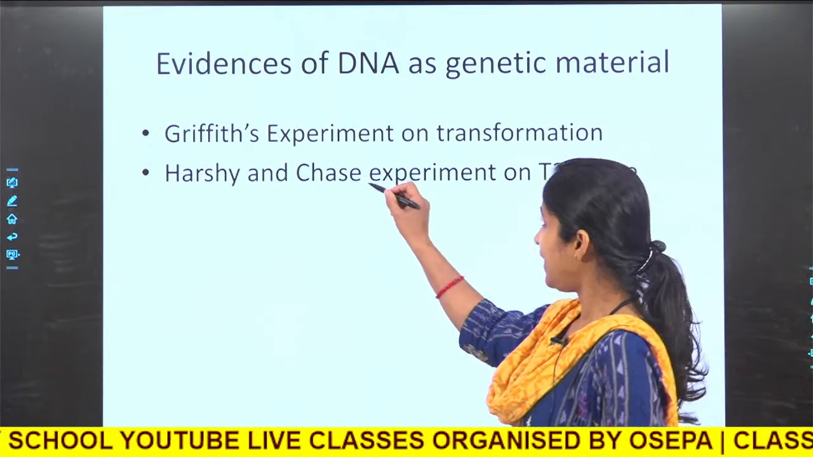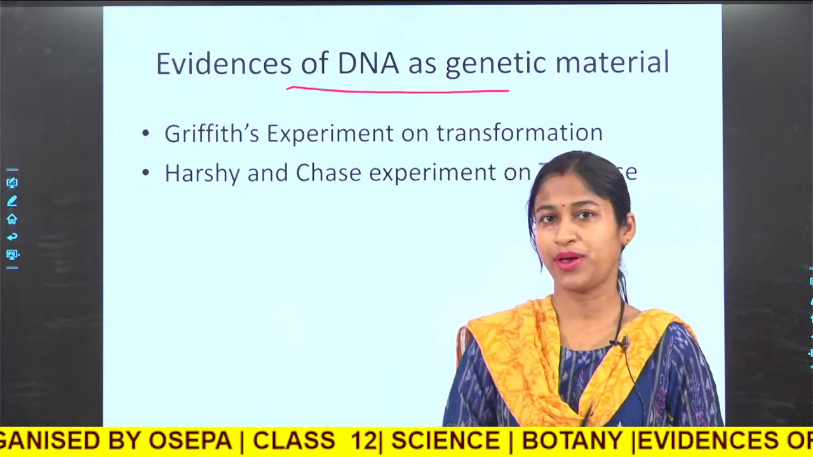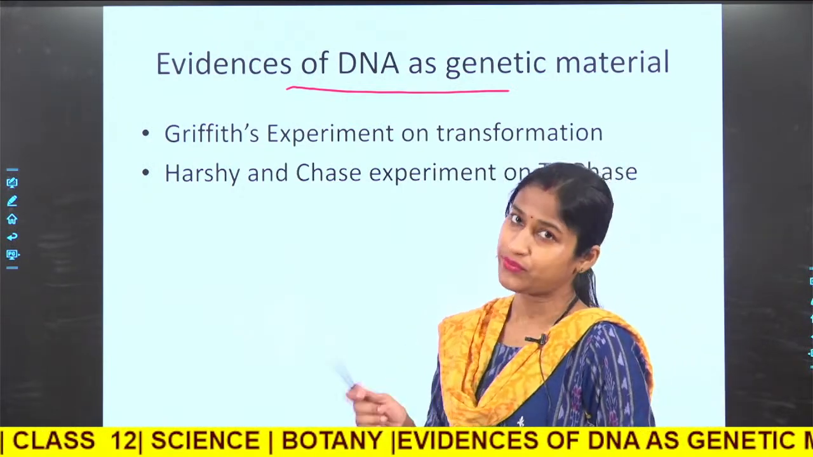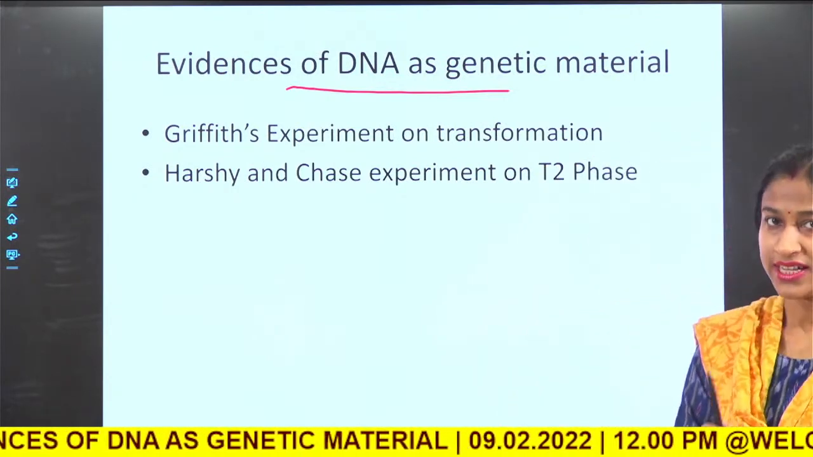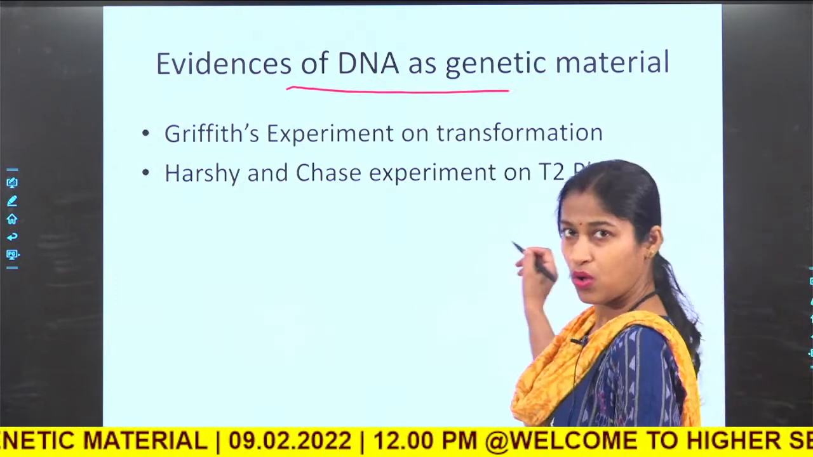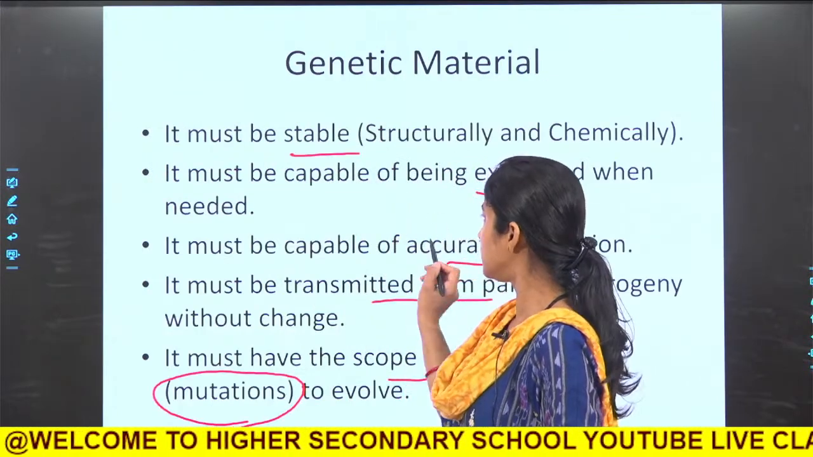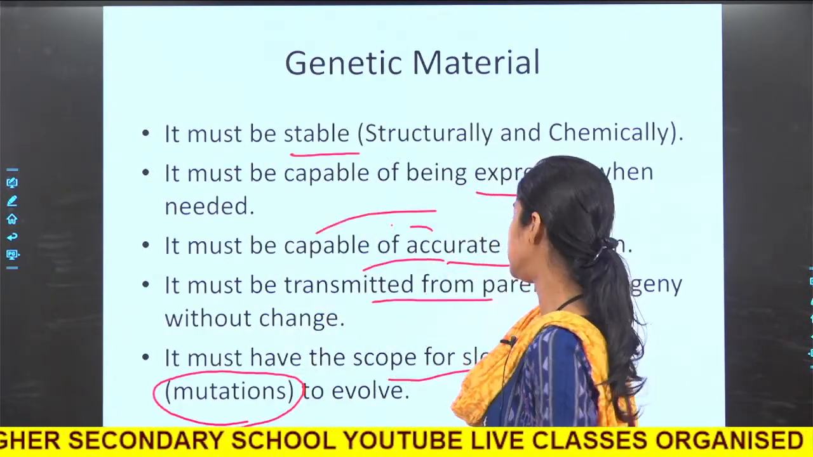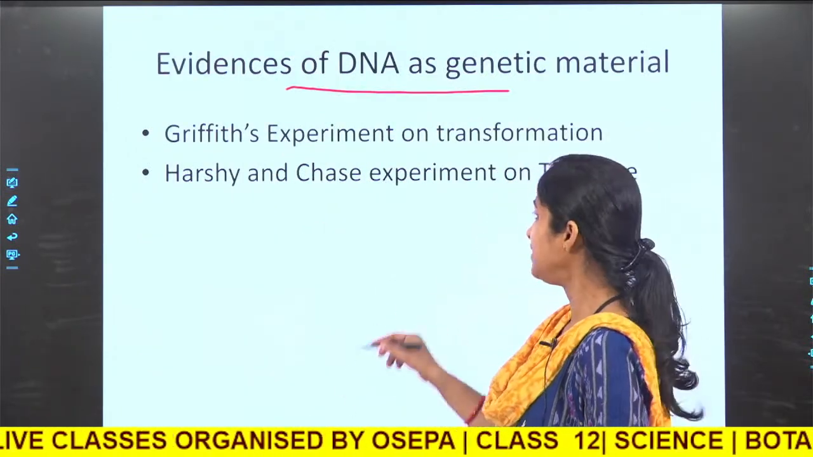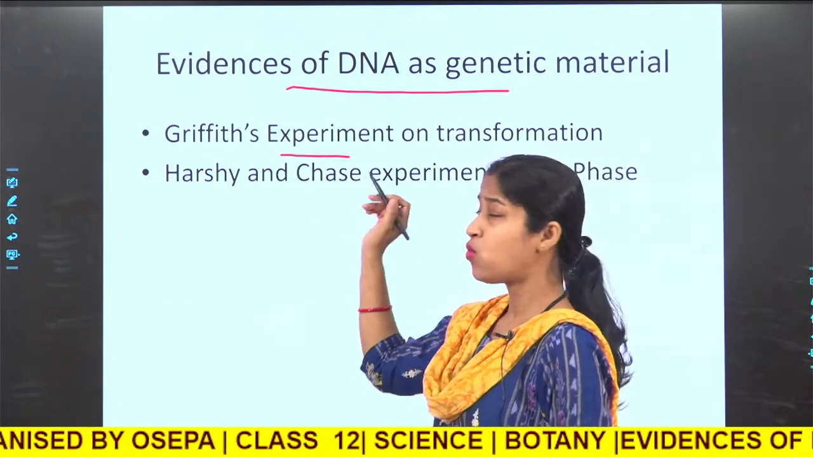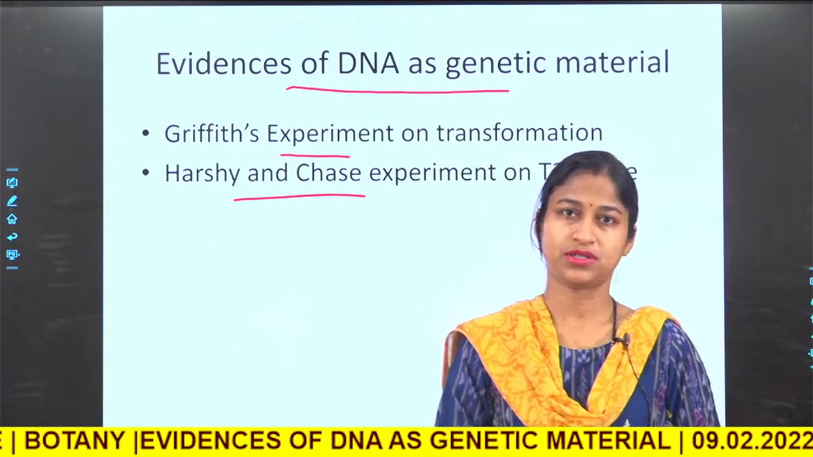The evidence of DNA as genetic material is proved by two famous experiments. One is Griffith's experiment on transformation, the other one is Hershey and Chase's experiment on T2 phage. We will discuss one after another: what Griffith's experiment is and what it proves, and what the Hershey and Chase experiment is.